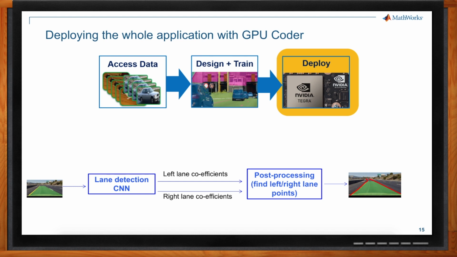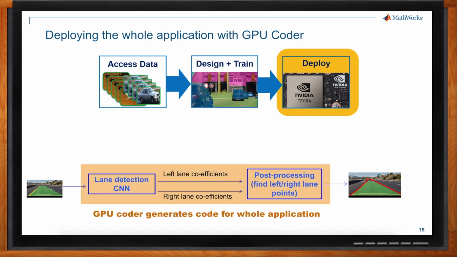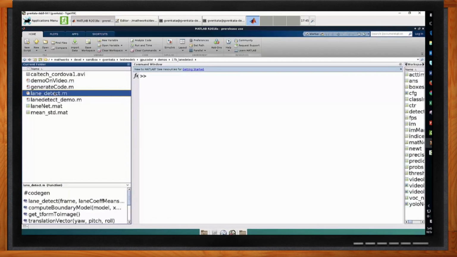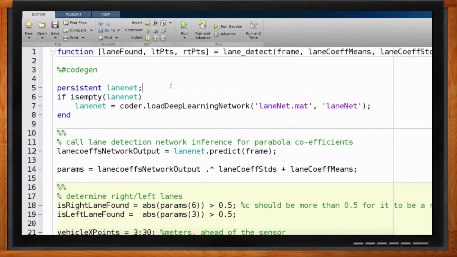So I need to do some post-processing so that I convert these coefficients to the pixel coordinate space. There's some more work involved after my deep learning network has done its job. When I deploy, this is my application design. It's both a network and some glue logic. And so when I deploy this, I want code for the entire thing, not just my network. That's what GPU Coder allows us to do. So let's look at how this happens.